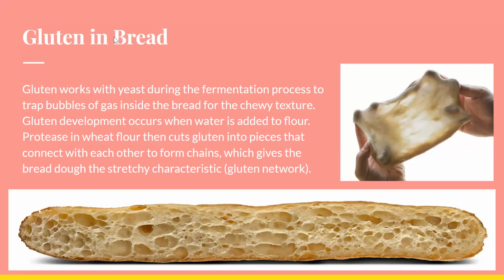Gluten works with yeast during the fermentation process to trap bubbles of gas inside the bread for a chewy texture. Gluten development occurs when water is added to flour. Protease in wheat flour then cuts gluten into pieces that connect with each other to form chains, which give the bread dough the stretchy characteristic, otherwise known as a gluten network.